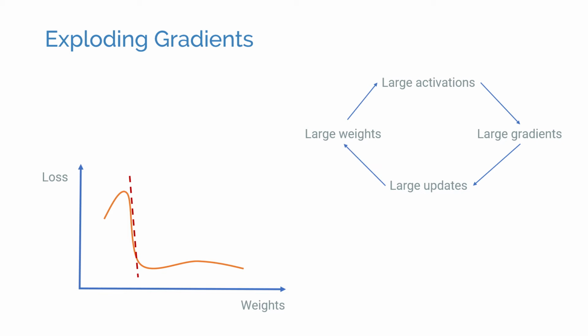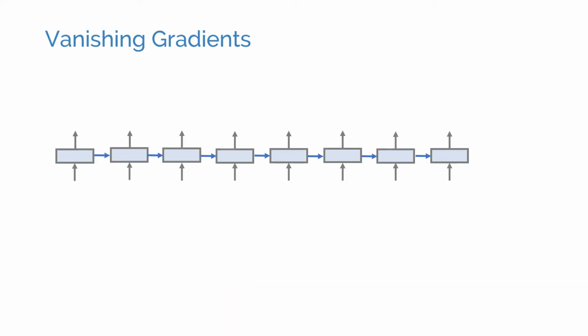A quick fix for this problem is to clip the gradient magnitude to prevent it from being larger than some maximum value. This is called gradient clipping. Another problem we might encounter is the vanishing gradient problem, which we discussed earlier.